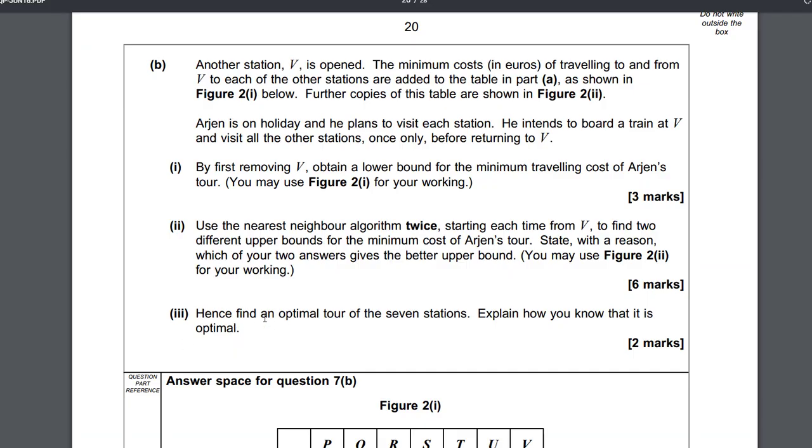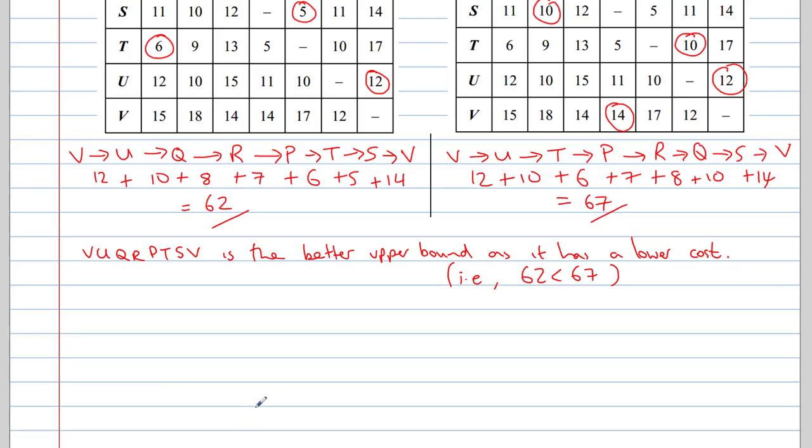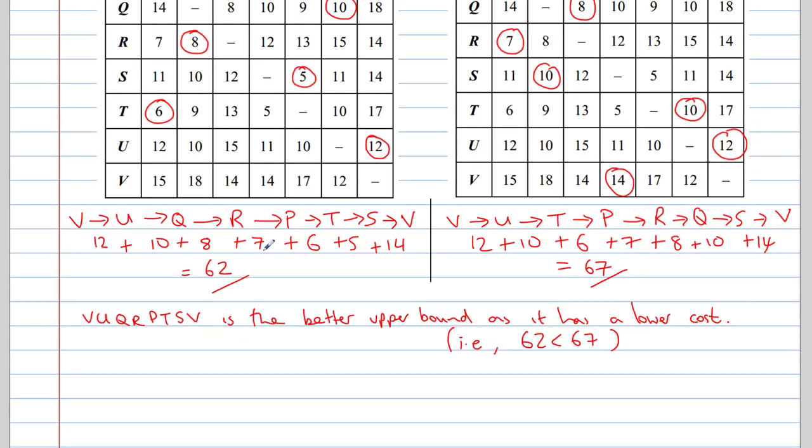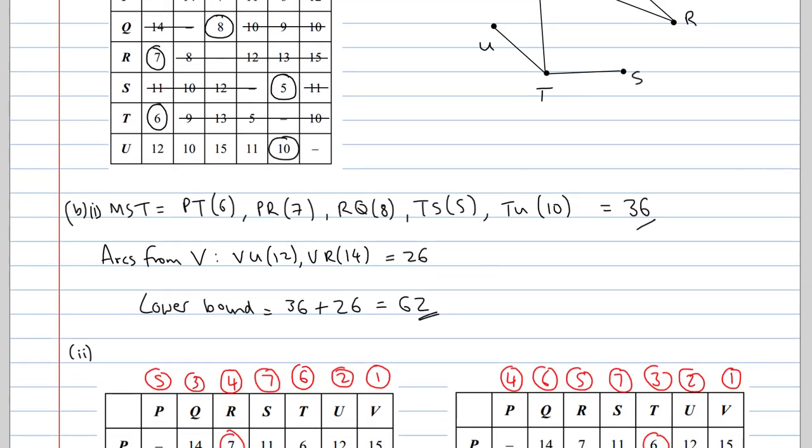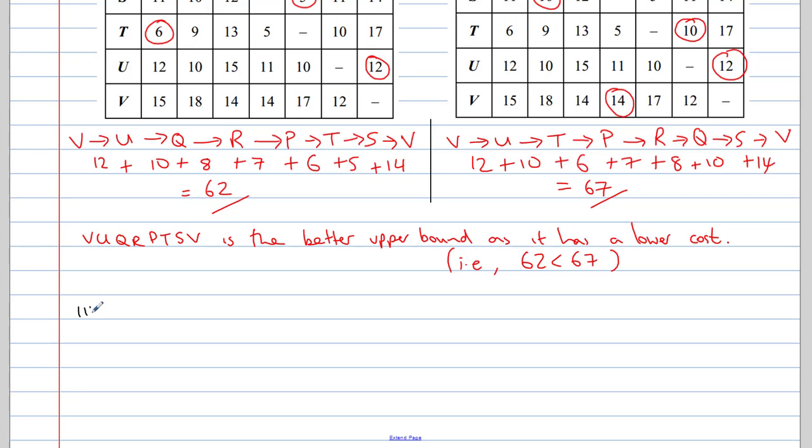Finally, in part 3 it says hence find an optimal tour of the 7 stations, explain how you know this is optimal. So if we look at the upper bound here, it's 62, and if we look at the lower bound, it's 62. So in part 3 we can say that this tour must be the optimal tour because the lower bound is equal to the upper bound.